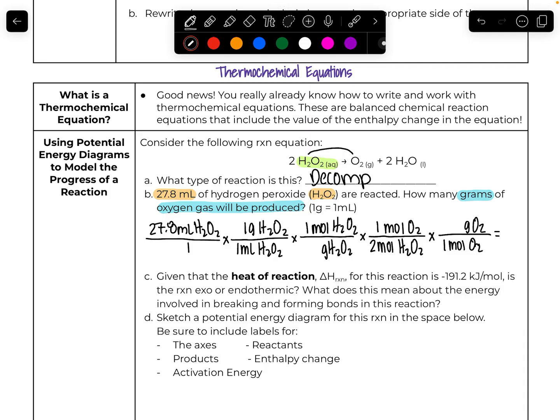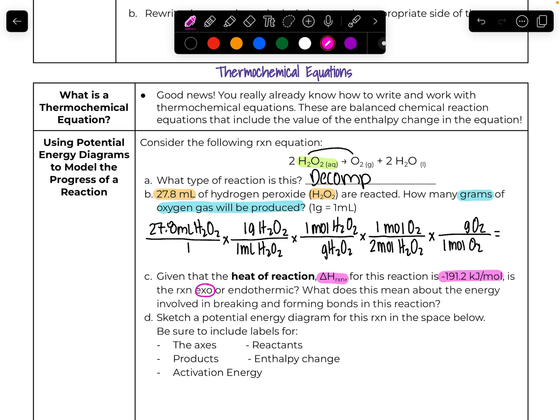Okay, so the next thing we have to think about just after our review of stoich is now heat of reaction. So we are told that the heat of reaction, or delta H, for this reaction is negative 191.2 kilojoules per mole. So stop and think, what does that mean to us? Is this reaction exo or endothermic? What does that negative tell you? Well, the negative tells you that there's more energy that's released in this process. So if more energy is released, we should know that as an exothermic reaction.